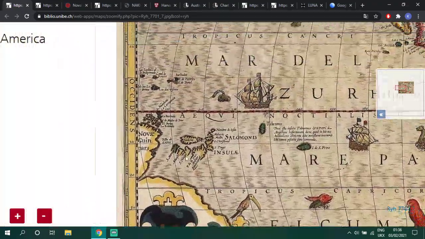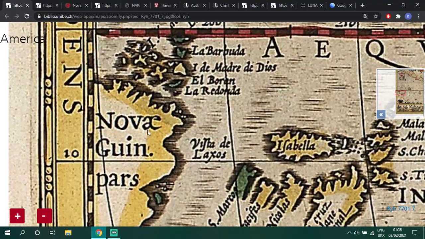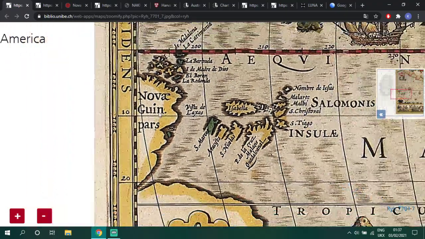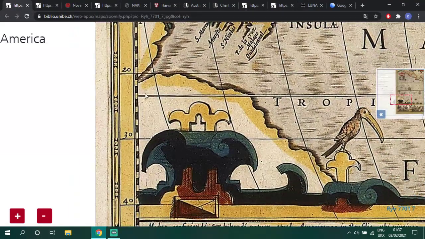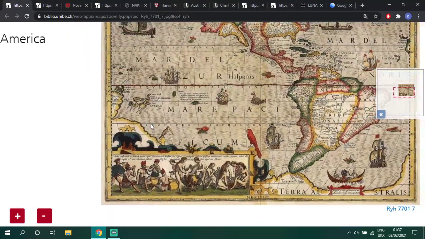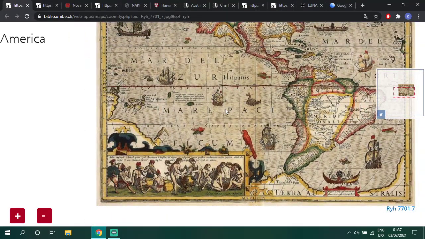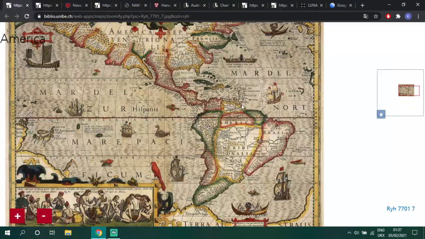So what else? Right here, Guinea, and this is Australia, right? Apparently, you see it's almost connected to this landmass, which has been labelled Australia, Terra Australis. So this is an interesting map, to say the least.